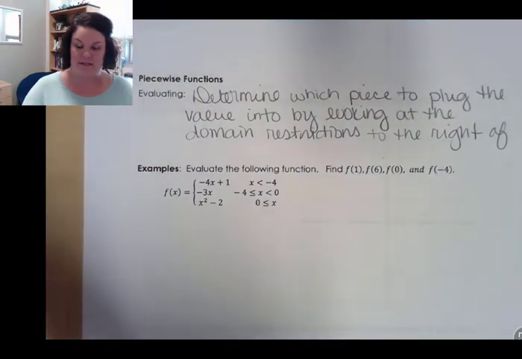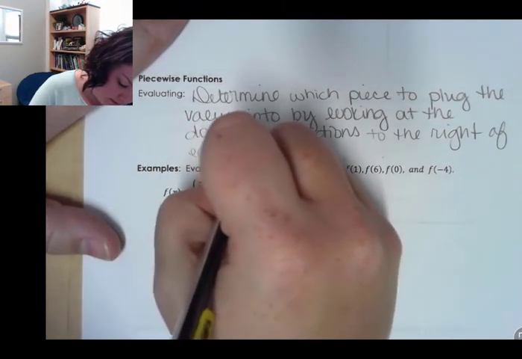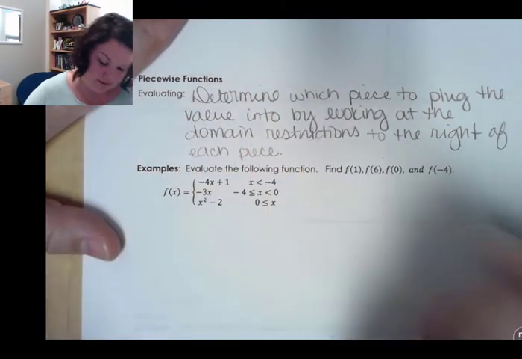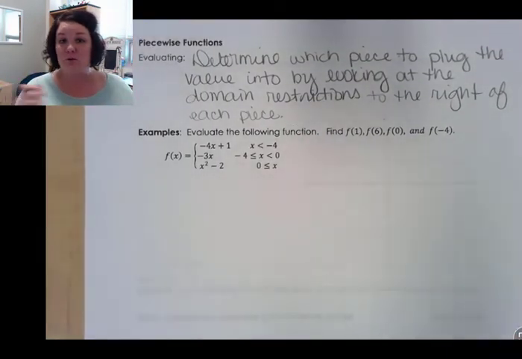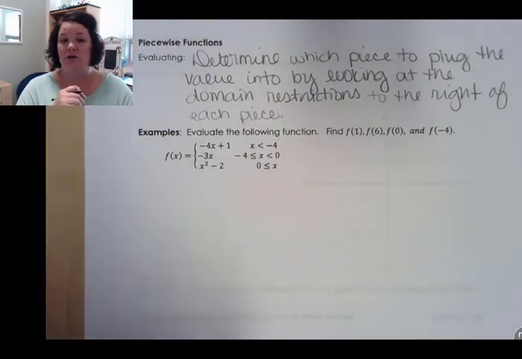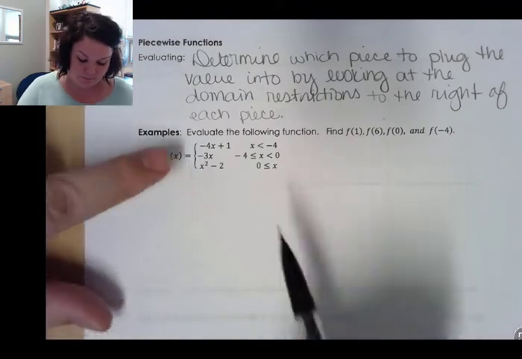Sorry, my lead's dying. Okay, so we're going to determine which piece we're going to plug our value into by looking at the domain restrictions which are written to the right of each piece. So let me show you on this example.